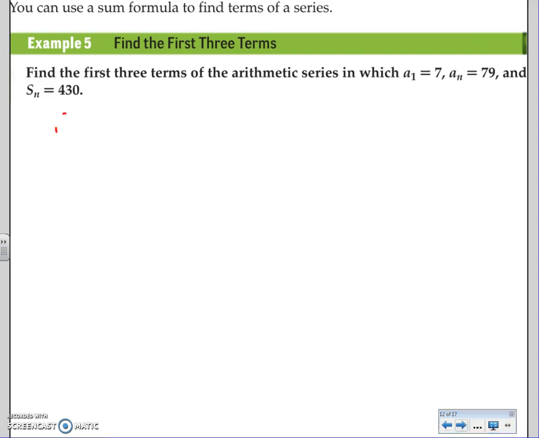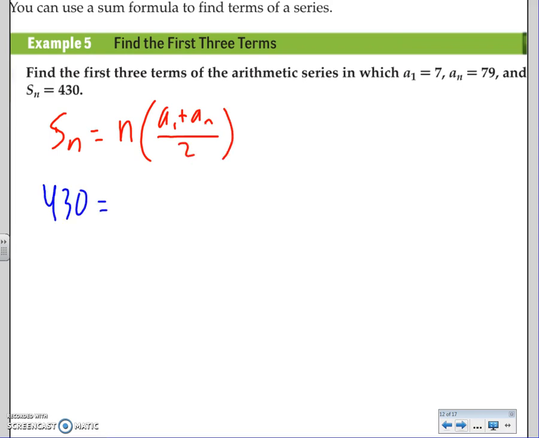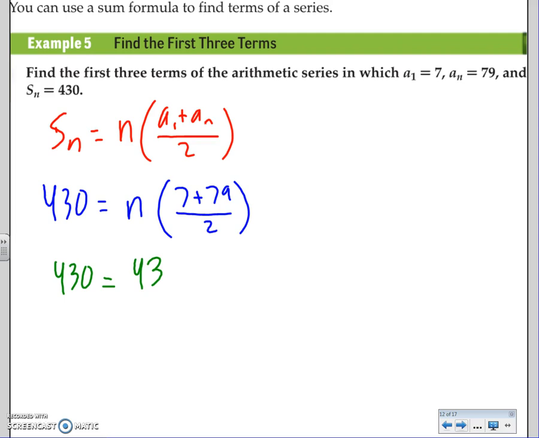So that formula, S sub n will be n times a1 plus a n over 2. We fill in our numbers. S sub n is 430. N we don't know. A1 is 7 plus 79 over 2. Alright, a lot of things we could do here, but let's work on this other fraction. 430 equals, that's going to be 86. 86 divided by 2 is 43. So 43 times n. Divide by 43, you get n is 10. There are 10 terms.